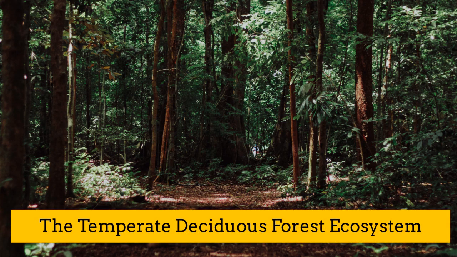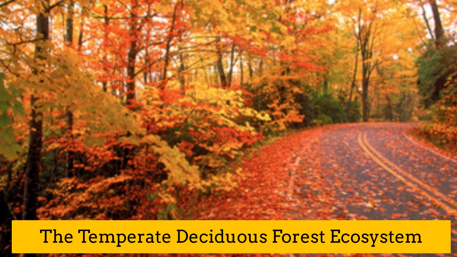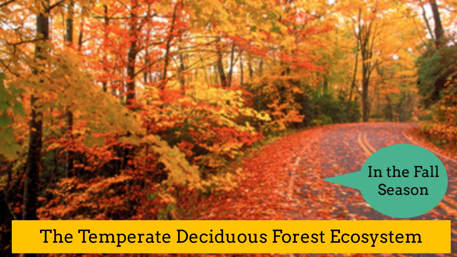Next we have the temperate deciduous forest ecosystem. Unlike the tropical rainforest, temperate deciduous forests have big temperature changes throughout the year as the seasons change. Here is a picture of a temperate deciduous forest in the fall. Temperate deciduous forests experience all four seasons. That's right, the plants and the animals have to adjust to major changes throughout the year. That changes how they interact with the non-living things around them.